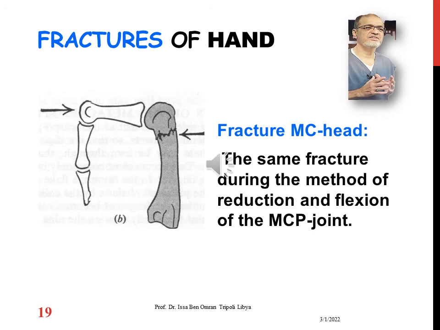This is the way to reduce the fracture of the metacarpal head. We see the same fracture during the method of reduction and flexion of the metacarpophalangeal joint. We flex the finger so that the small fragment of the head of the metacarpal bone will be reduced in the correct way.